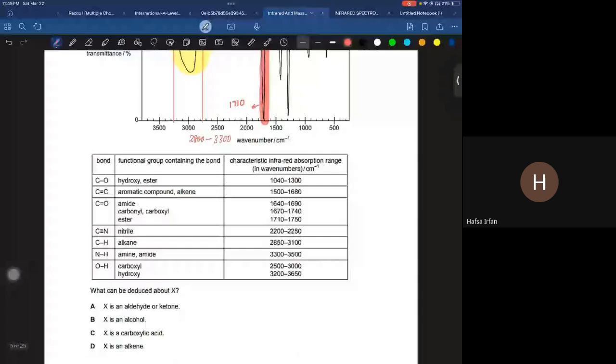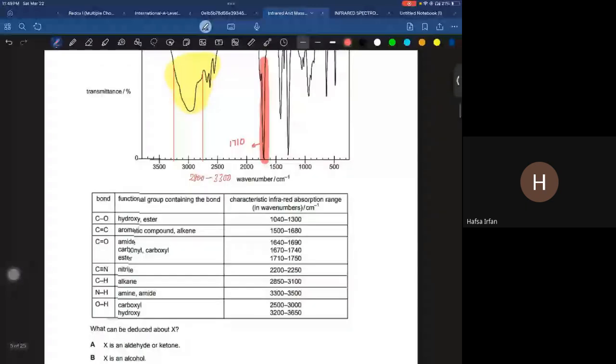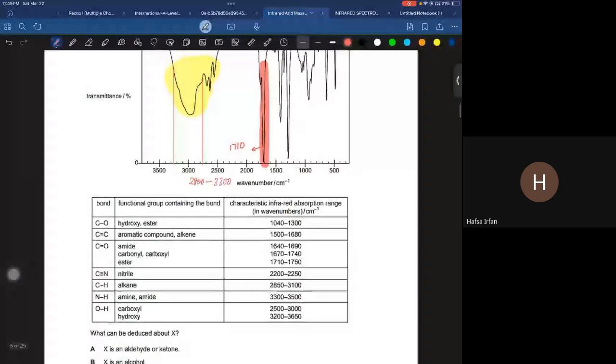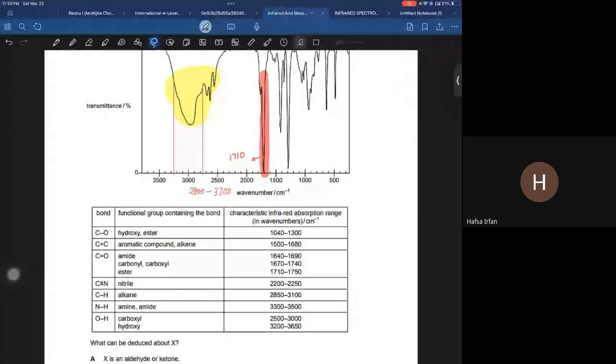So you can see okay, 2500 to 3000. No, it's 3200 to 3650. You have to see that, कि अब मैं इसको क्या कंसीडर करूं. So it's a broad peak starting from approximately यहाँ से लेकर वो यहाँ से यहाँ तक जा रही है. It's a broad peak.